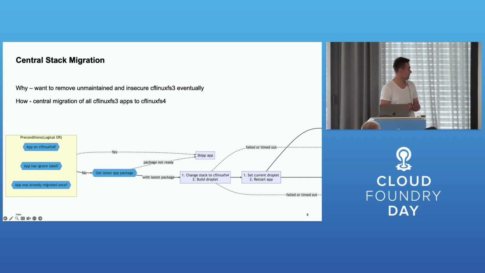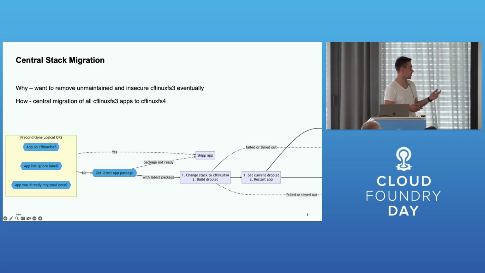We filtered it with some preconditions, like get all apps that are on FS4, FS3. Do not get apps that have a specific exclude label. We offered customers a possibility to opt out of it. And nobody read that. It wasn't in a release note, nobody read it, so you can imagine. And do just migrate apps once. So once we tried to migrate an app, we never tried again.